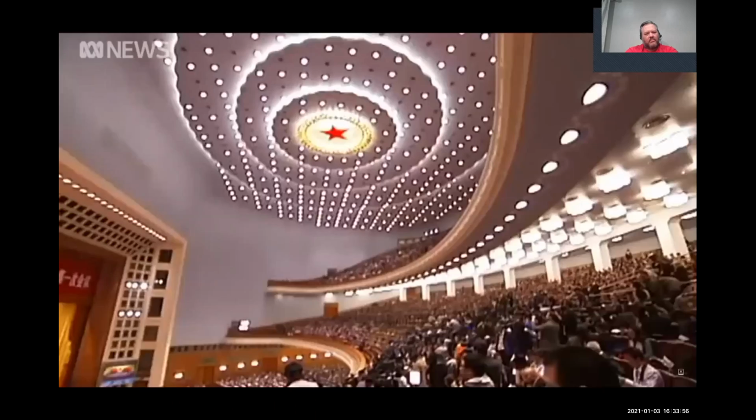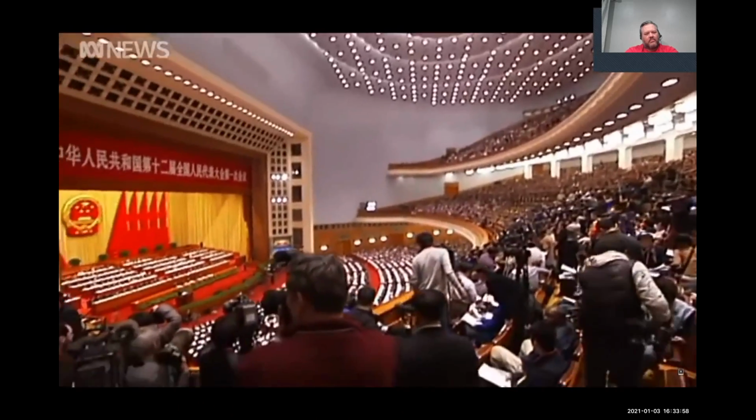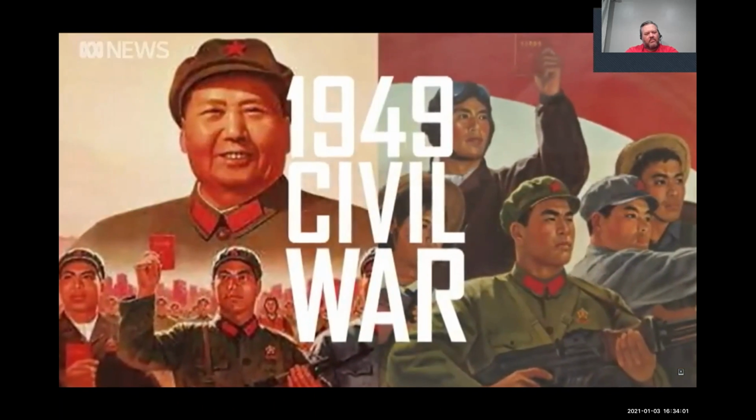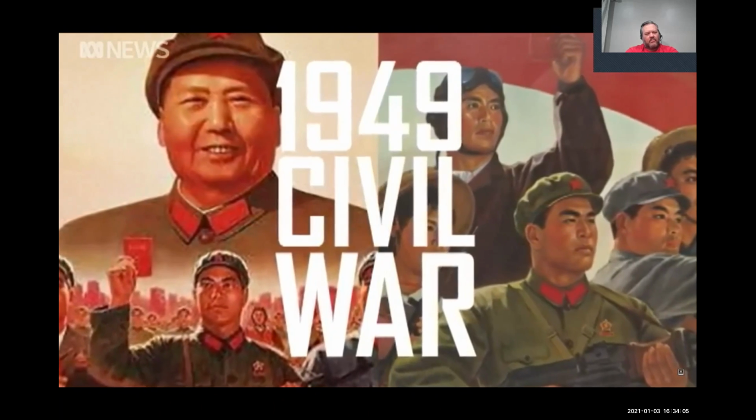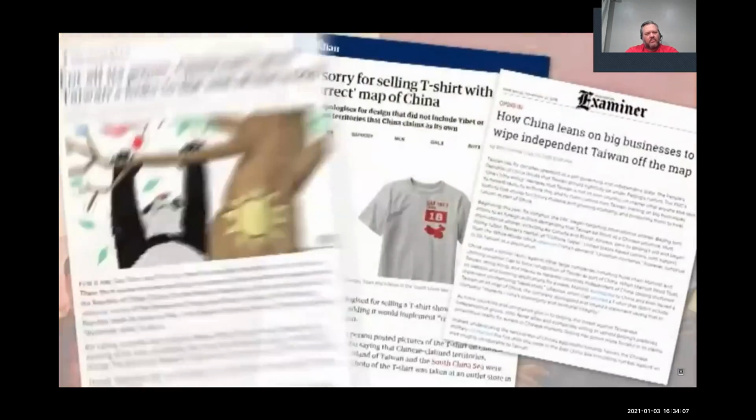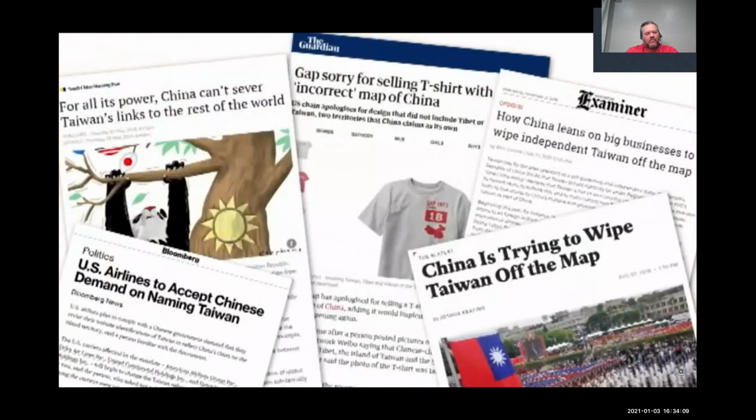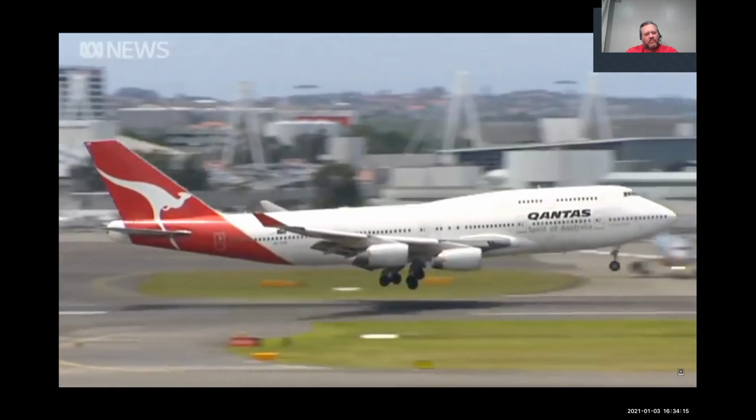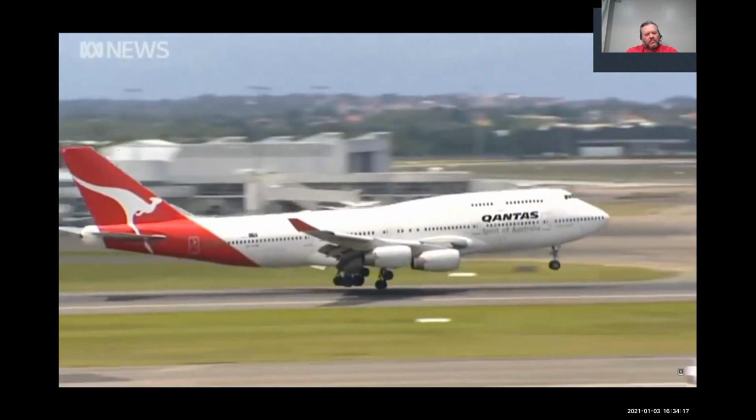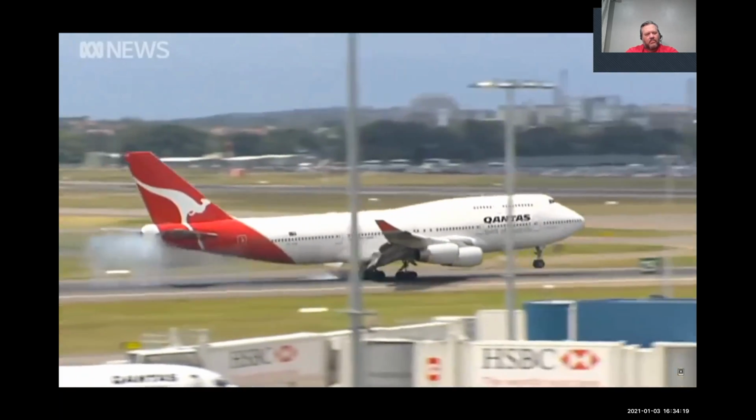The uneasy peace that has prevailed since Taiwan split from mainland China in the wake of the country's civil war in 1949 appears to be on precarious ground. Beijing has been ramping up a relentless campaign to try and persuade countries and businesses alike to accept Taiwan is a part of China. And earlier this year, Qantas was one of many airlines who bowed to Chinese pressure to label Taiwan a territory and not a country.